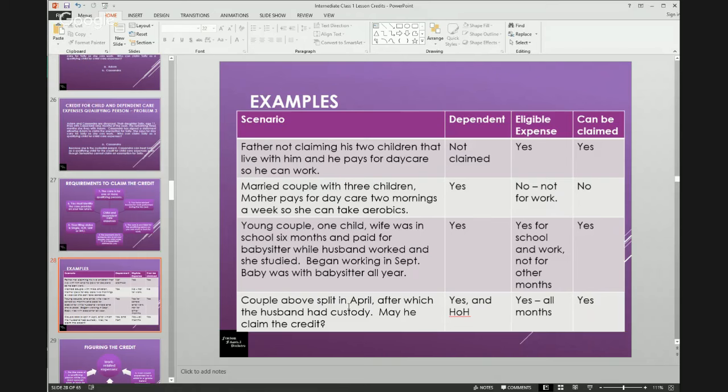The next one, the couple above split in April, after which the husband had custody. May he claim the credit? And the answer is yes, and he would also be able to claim head of household, and the eligible expenses would be for all of the months, and he may claim the credit. So he would be claiming the child as a dependent, and whether he claimed the child as a dependent or not, he would still be eligible for the credit.